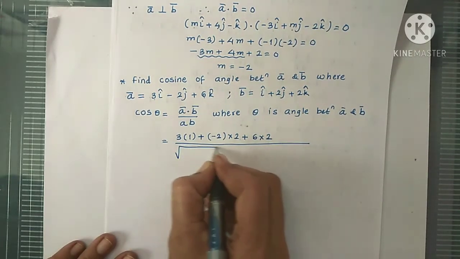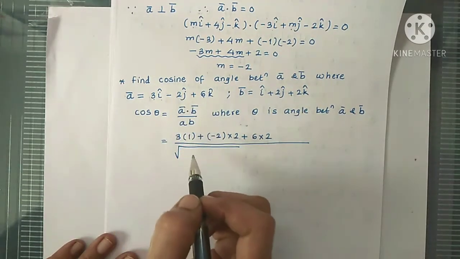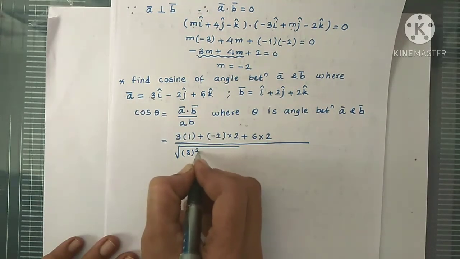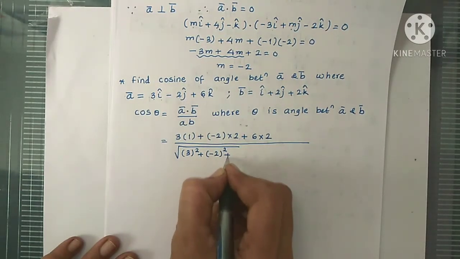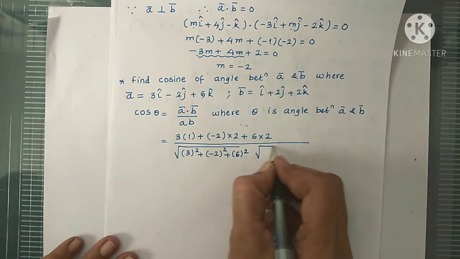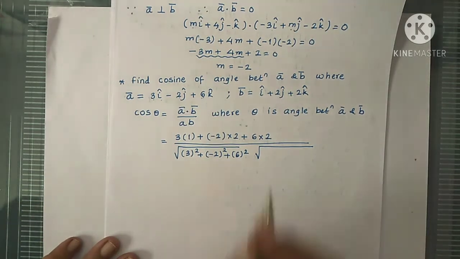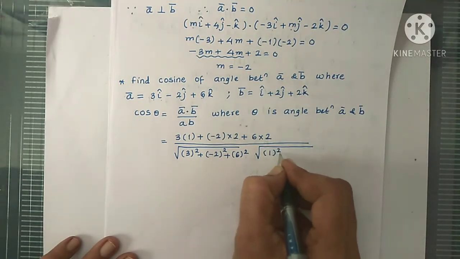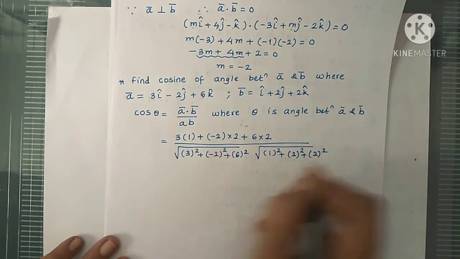How to find modulus of a bar? First of all we have to square the coefficients of i, j, k and add them and take the square root. So here it is 3 square. Coefficient of j is minus 2, so minus 2 square. Coefficient of k is 6, 6 square. Now to find modulus of b bar, consider the coefficients of i, j, k in b bar. Those are 1, 2 and 2. Square them, add them and take the square root. So 1 square plus 2 square plus 2 square.